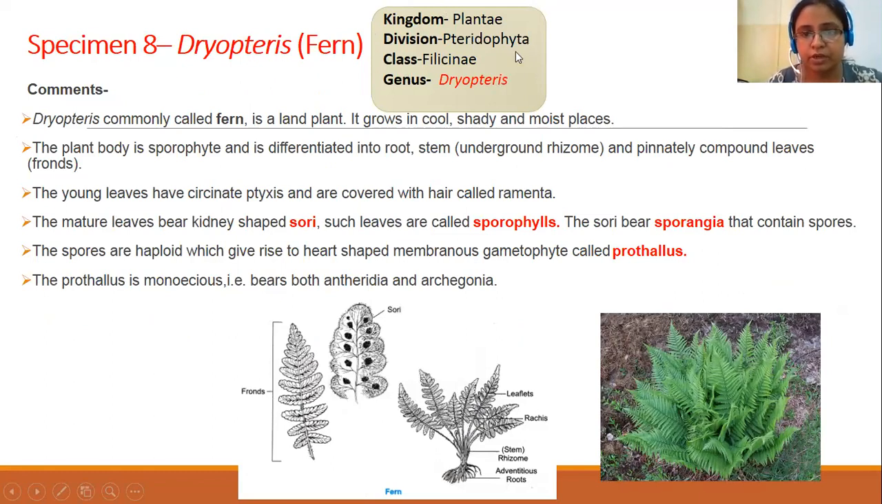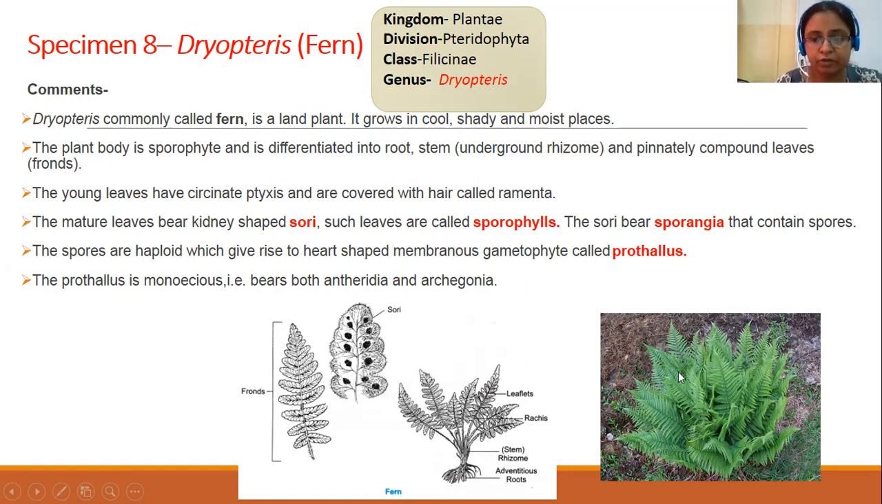So this is the classification of Dryopteris. Kingdom Plantae. Division is the Pteridophyta. Now this is the next higher division. Earlier we have done Spirogyra and Bryophyta, and now we have started with the Pteridophyta. Spirogyra belongs to the algae, and liverworts and mosses belong to the Bryophyta, and then next comes the Pteridophyta, to which the Dryopteris fern belongs. Fine. So this is the third one we are studying. Class is the Filicineae and genus is Dryopteris, commonly we call it the fern.